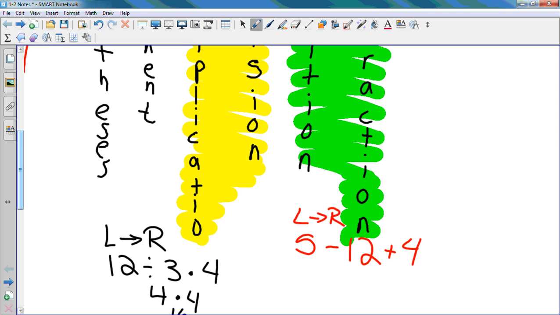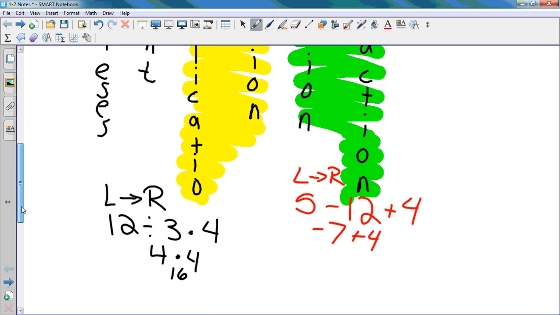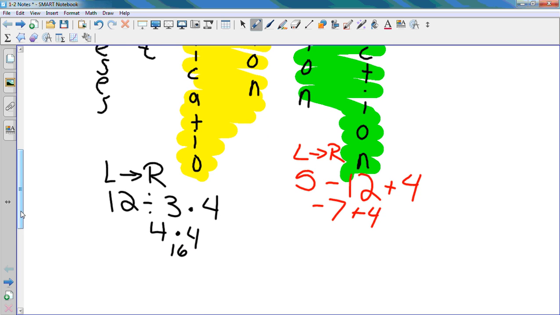5 minus 12 gives me negative 7. I wish we could really talk about that. And then plus 4 gives negative 3. So make sure you remember, when only addition and subtraction is remaining, you go left to right. When only multiplication and division is remaining, you go left to right. However you want to make that a note in your notes, make sure you don't forget that.